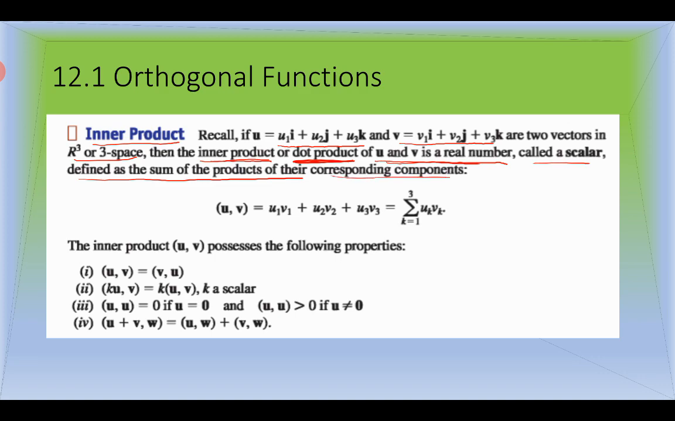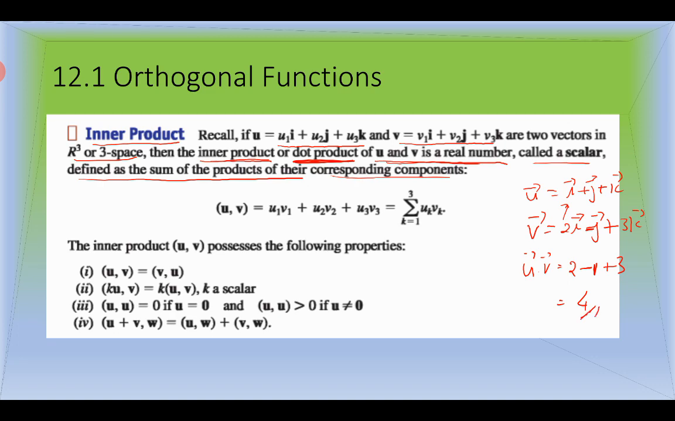For example, the U vector is i + j + k, and the V vector is 2i minus j plus 3k. How do you find U dot V? You remember it: 2 into 1, isn't it? i dot i will be 1. So 2 minus 1 plus 3. So the answer is 2 minus 1, which is 1, plus 3 is 4.